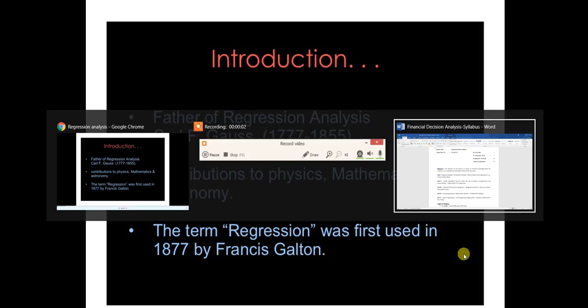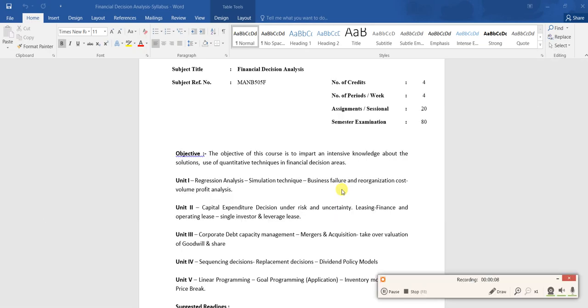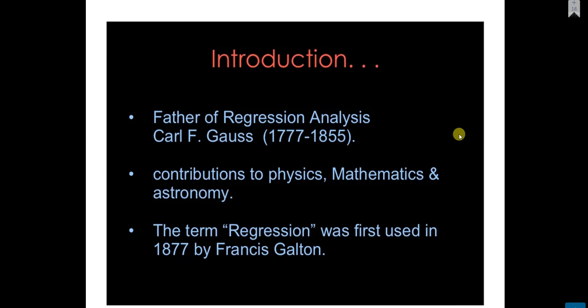So this is Abhilash. This is the first session on Unit 1, regression analysis. Okay, so we have started the financial decision analysis subject now. So first, let's have an introduction to regression analysis.